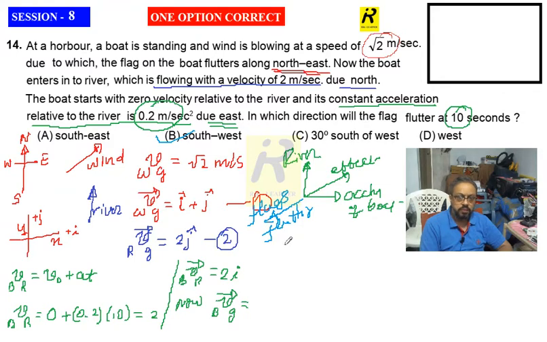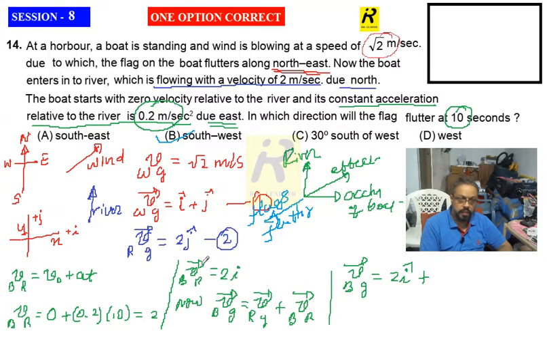So now what I have to think further is, I am writing this one. The river velocity is already given with respect to ground. It is this one. That means I can write V_RG plus velocity of the boat with respect to river. So in total I can write the velocity of the boat with respect to ground is equal to 2i plus V_BR, which is 2j. So in total this becomes the velocity of the boat with respect to ground. I call it the third equation.